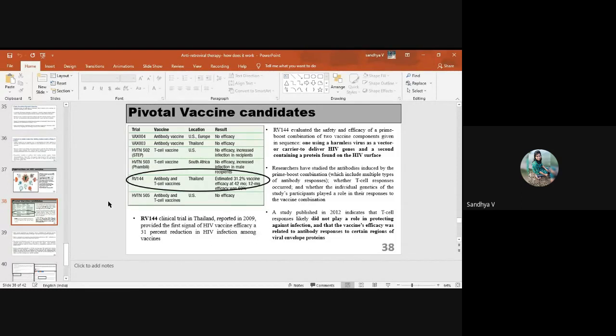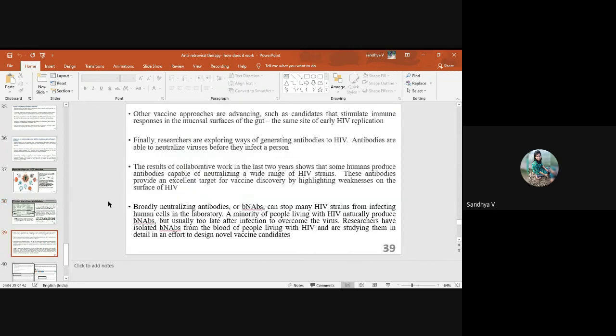So these are the pivotal vaccine candidates to date. RV144 provided the first signal of HIV prevention, but it did not play a role in protecting against HIV infection. This vaccine's efficacy is also not that effective, but still people are working on RV144, which was designed by Thai researchers. Other vaccine approaches are targeting the site of the mucosal barrier because it is the major target for HIV to get transmitted. And now research is focusing on, as I already said, broadly neutralizing antibody.